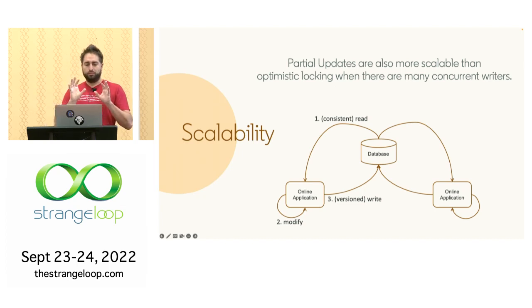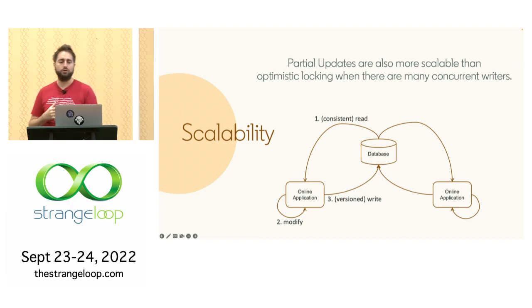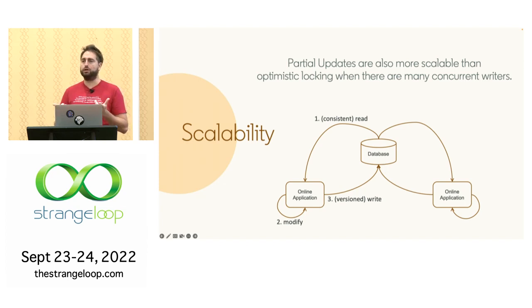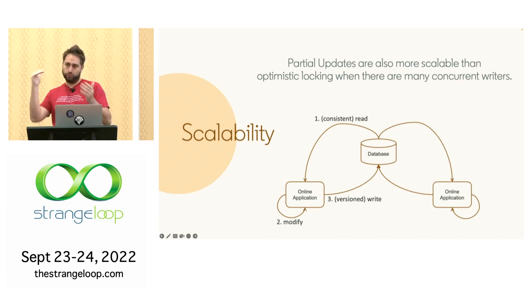So this pattern, it works. It achieves correctness. But in our view, it is less efficient because, first of all, in steady state, you double the number of operations. You need to read before every write rather than just write. And in case of contention, it's even worse, because if you have many concurrent writers for the same row, then all but one of them are going to fail and retry.